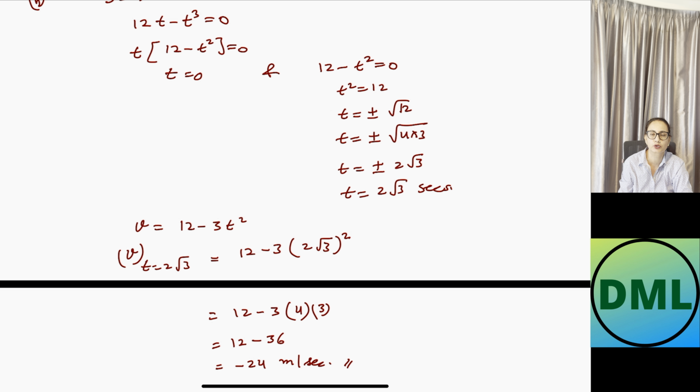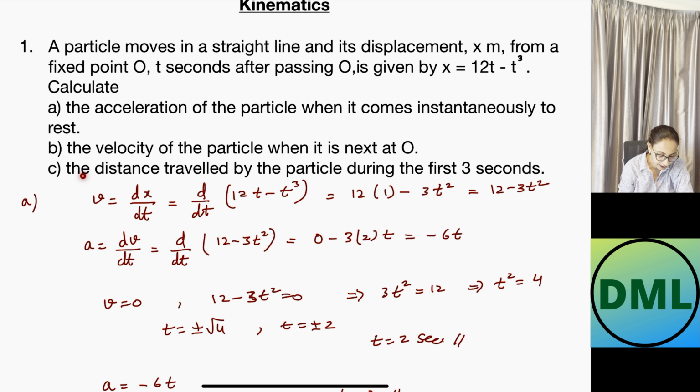Velocity is negative. This shows that you are going in the opposite direction, in the negative direction. Then only you are reaching the original position O. My third part is I need to calculate the distance traveled by the particle during the first 3 seconds. When the particle is instantaneously at rest, the velocity was 0 and we found the time as 2 seconds. That means he stopped at t equal to 2 seconds and then he took a turn and reached the origin O.